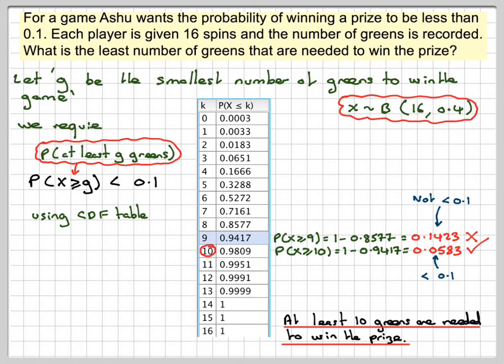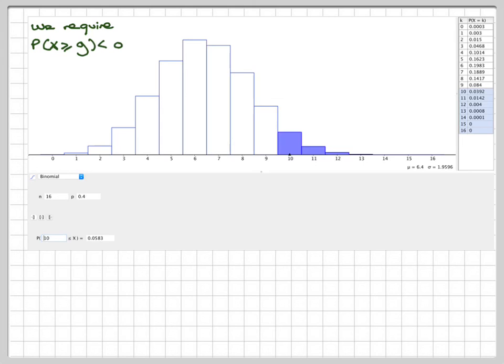This is how this method works. If you look at this, we require the probability x is greater than or equal to G to be less than 0.1. From here, the probability x greater or equal to 9 is 0.1423. That's not what we want. We want it less than that. The probability x is greater or equal to 10 is equal to 0.0583. This is the first time where it's at least. So at least 10 greens are needed in order to win the prize with a probability less than 0.1. This is how it works. I hope you've understood, and I thank you very much for watching.